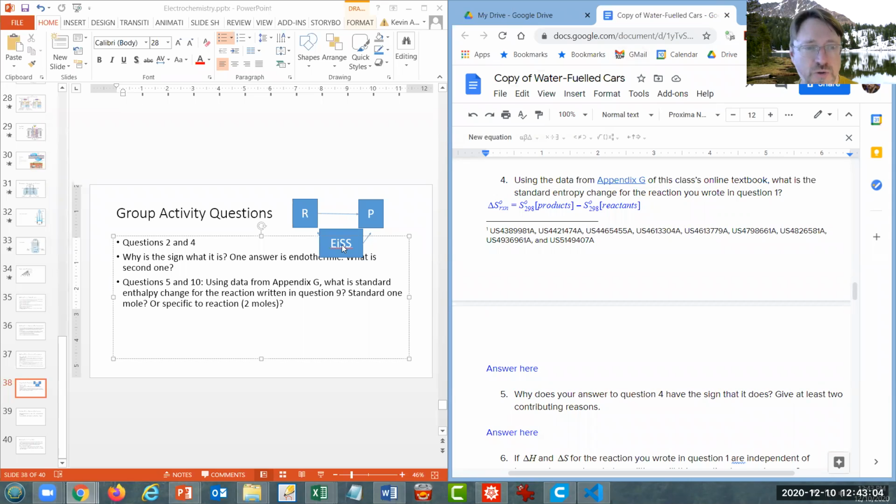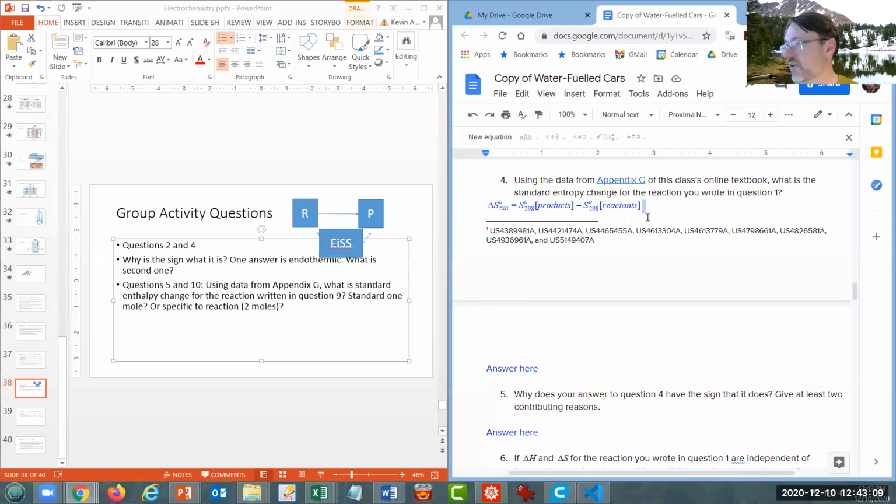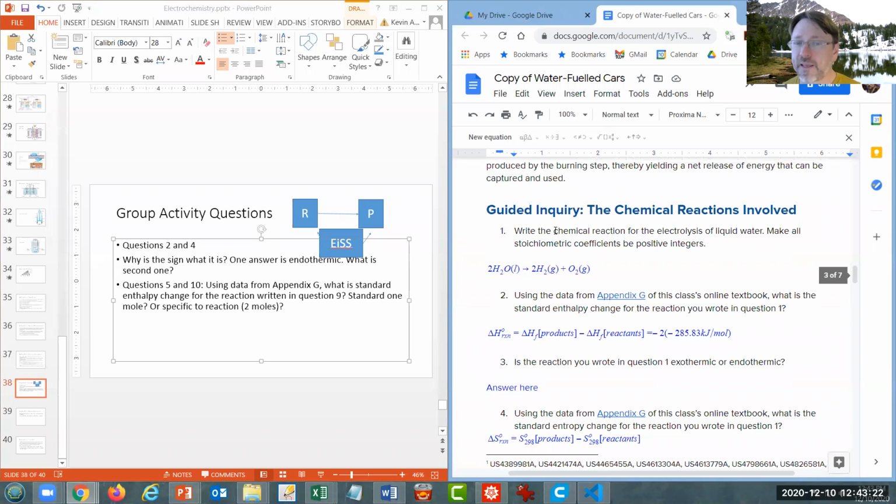Now, the person who posted this question said, well, it's endothermic, so that's why it has the sign that it is. Well, this is about entropy, not about enthalpy. So no, this has nothing to do with endothermic or exothermic, not at all. Instead, what you look at is the reaction that you have here. We're comparing the reactants to the products, and what do we expect to happen in terms of entropy as part of this?